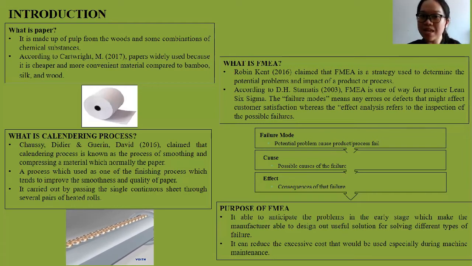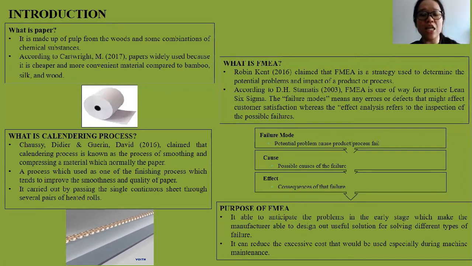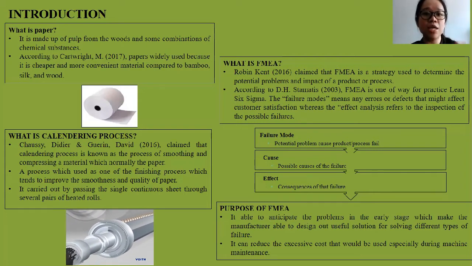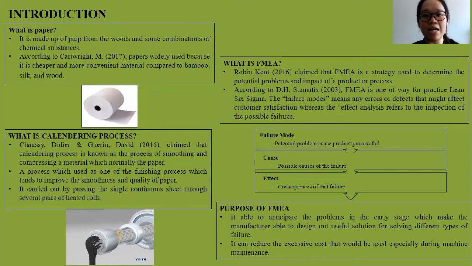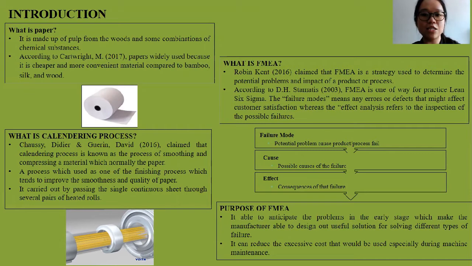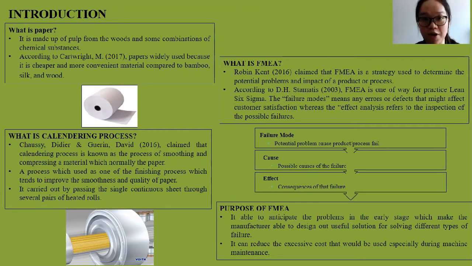What is FMEA? According to Robin Kent 2016, he claimed that FMEA is one of the strategies used to determine the potential problem and effect of a product or process. According to D.H. Stamatis 2003, FMEA is one of the ways of practicing Lean Six Sigma. The failure modes mean any errors or defects that might affect customer satisfaction, whereas the effect analysis refers to the inspection of the possible failure.